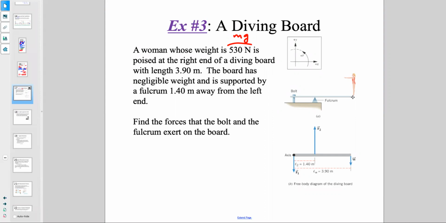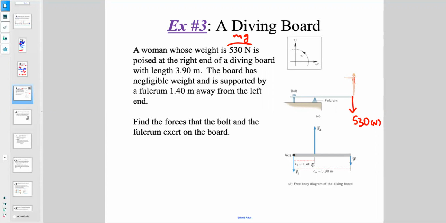So this woman has 530 newtons of weight down. This is our mg. The board has negligible weight and is supported by a fulcrum 1.4 meters away from the left end. So that's where the fulcrum is. Find the force that the bolt and the fulcrum exert on the board. In other words, find F1 and F2.